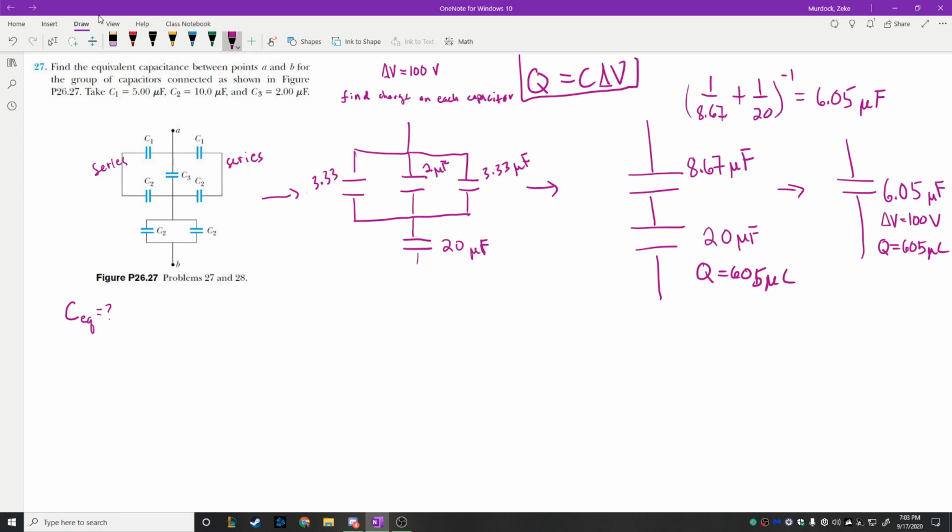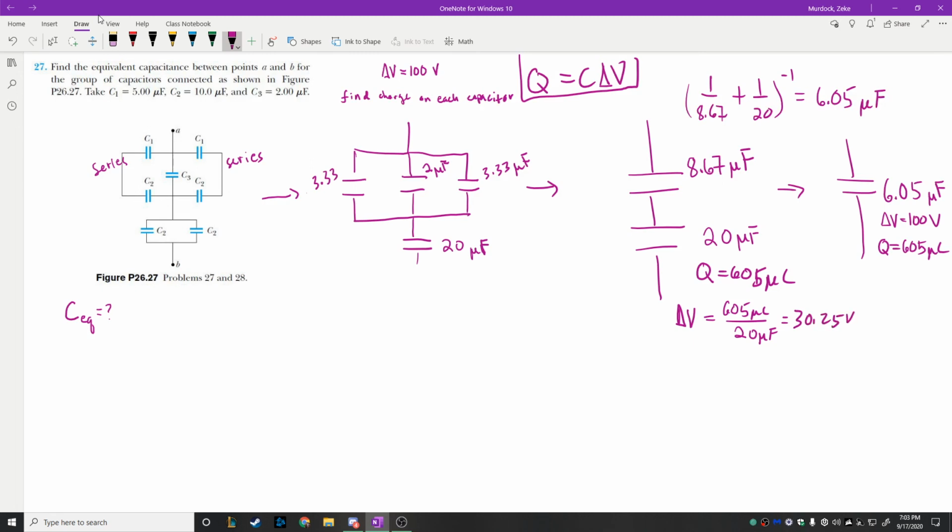You find the voltage, delta V, on this one. We don't need to do this one, right? Wait, do we? Yeah, we do. So delta V for this one is going to be Q over C. So it's going to be 605 microcoulombs divided by 20 microfarads. I might not have calculated that, did I? No, I did. This is 30.25 volts.